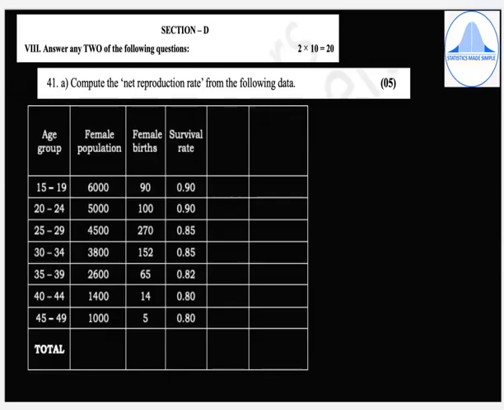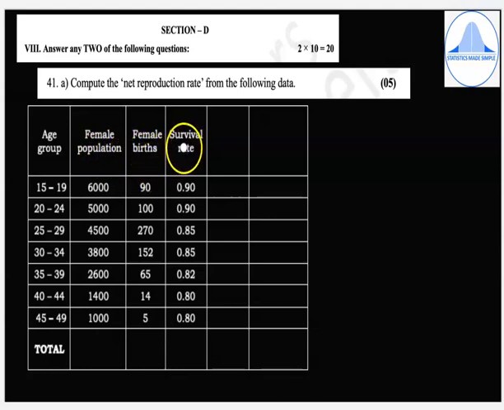Section D, 8th mark. Answer any two of the following questions, 2 into 10 is equal to 20. The 41st question, subdivision A: compute the net reproduction rate from the following data, which is for 5 marks. They've given us the age groups, female population, female births, and survival rate.